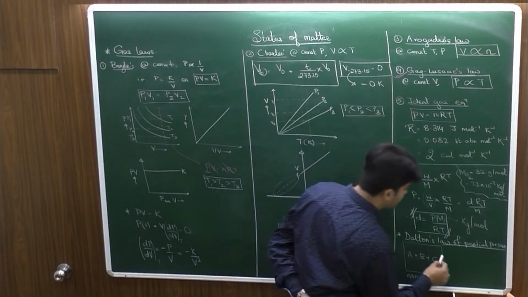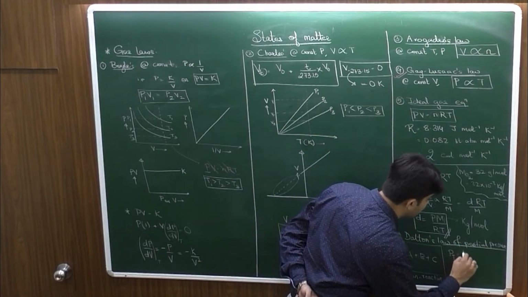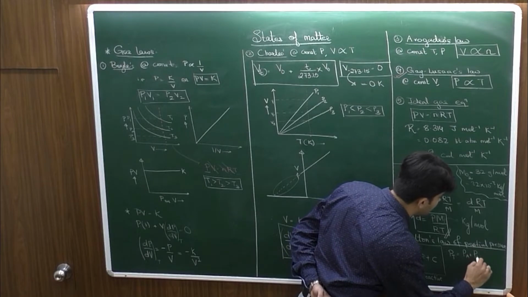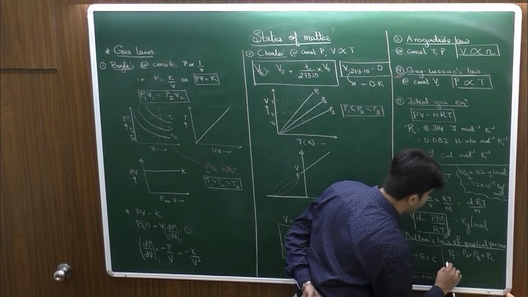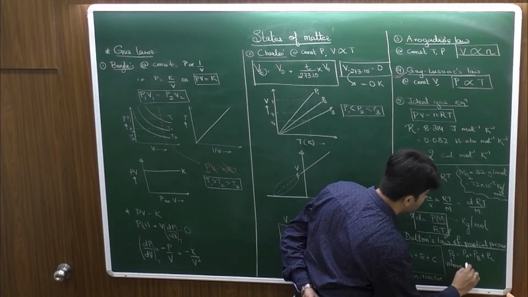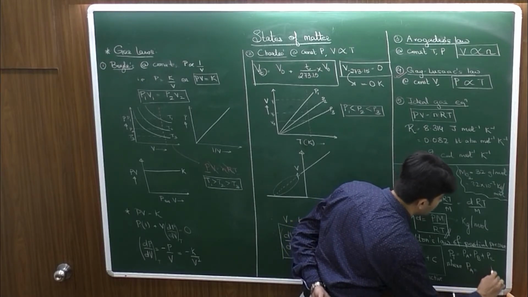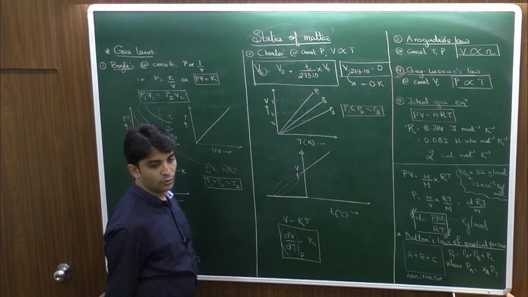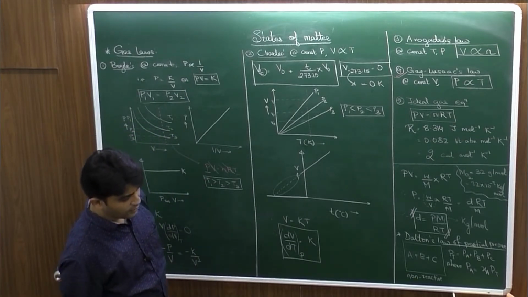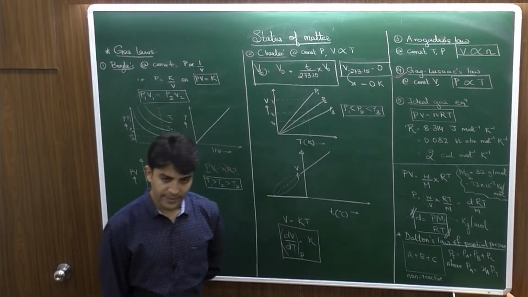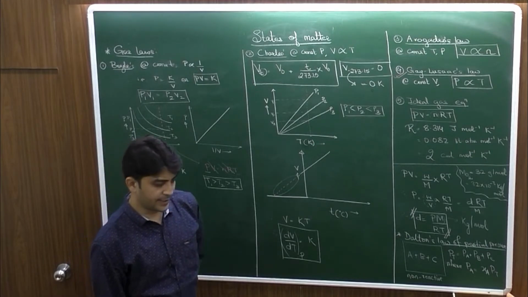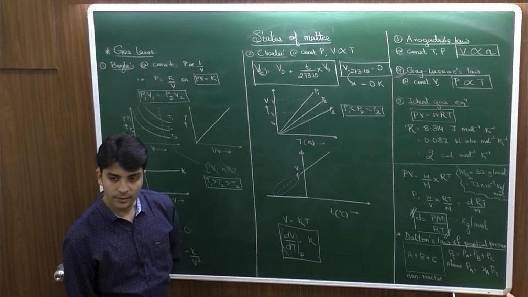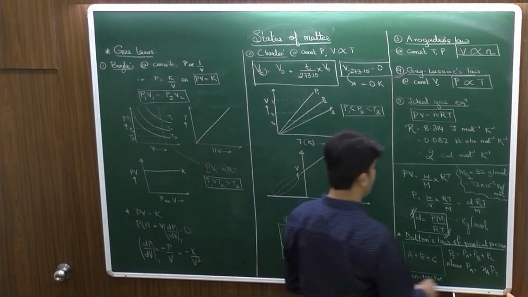So now Dalton's law is simply PT, the total pressure, equal to PA plus PB plus PC, where the individual partial pressure PA is equal to XA PT, mole fraction into total pressure. PB will be equal to XB PT, PC will be equal to XC PT. Clear? So that's Dalton's law of partial pressure.